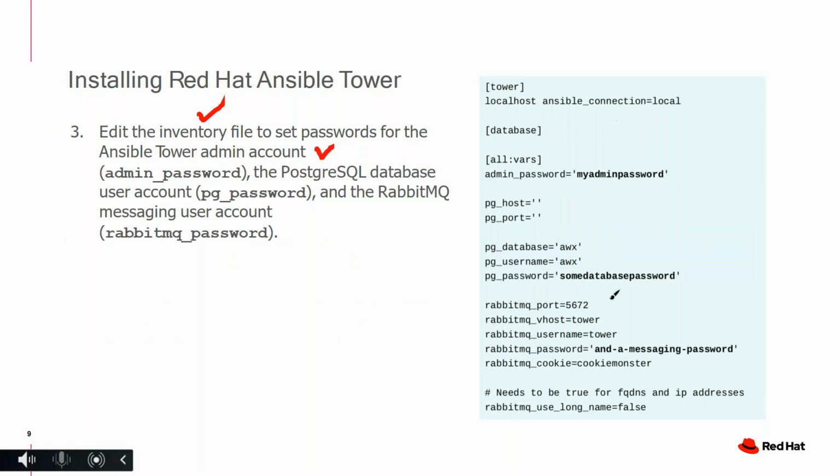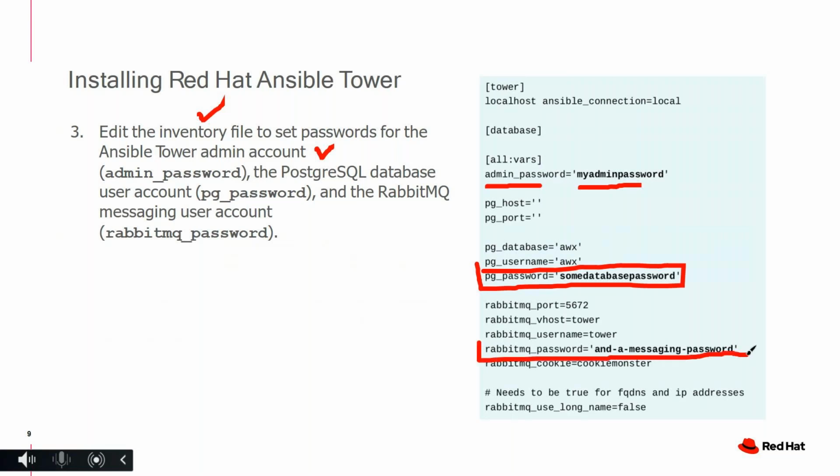If you focus here, this is related to inventory file configuration. So if you focus, it is showing admin password, you have to set the admin password. Second, you have to set the PG password. And then you have to set the RabbitMQ password. These three passwords you have to set. As mentioned here, the admin password, the PostgreSQL database user account PG password, and the RabbitMQ message user account.